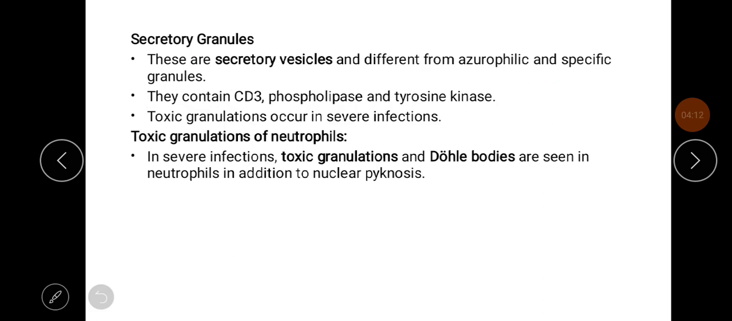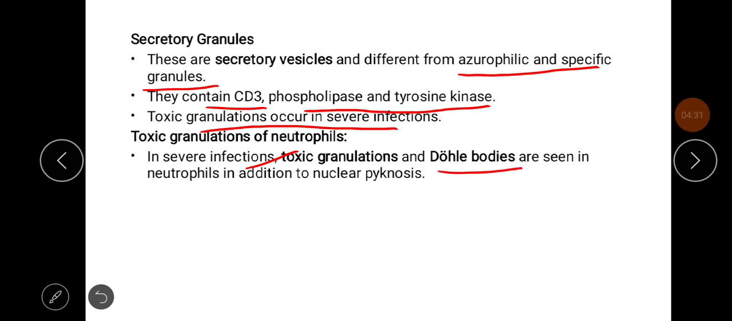Secretory granules are secretory vesicles and are different from azurophilic or specific granules. They contain CD3 phospholipase and tyrosine kinase. Toxic granulation occurs in severe infections. Toxic granulation and Dohle bodies are seen in neutrophils in severe infections, in addition to nuclear pyknosis.